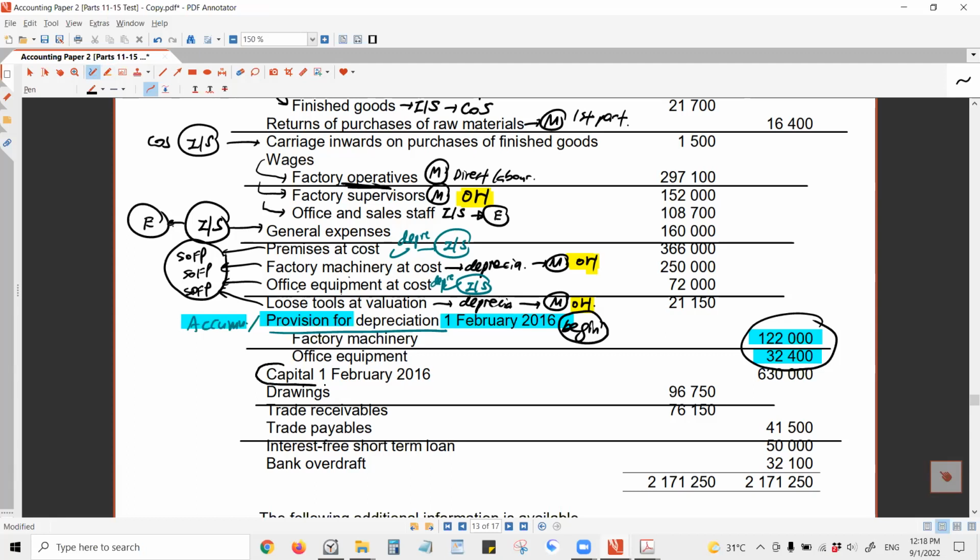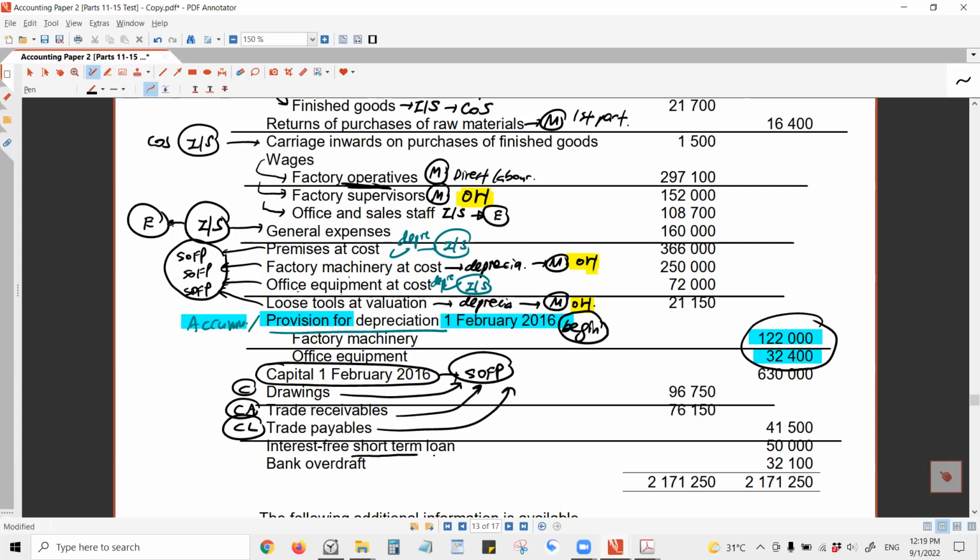Capital at the beginning of the year. If you have to prepare SOFP, you will need this amount. Drawings, SOFP, SOFP, SOFP. Agree? Okay. Unless you don't even know what trade receivable or trade payable are. Okay, these are the basic things. CA, CL. This should be in the capital section, right?